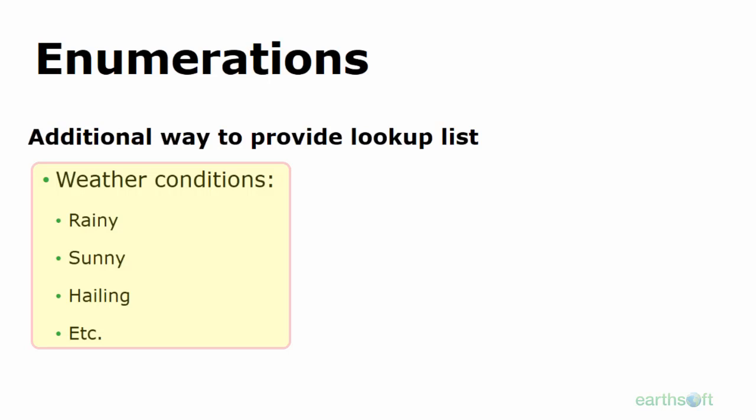Let's take a quick example. If you want to record weather conditions, but you'd prefer to have your users record them with specific language, such as rainy, sunny, hailing, or others, we could set up an enumeration with those values so that it's easy for them to grab the correctly worded response.